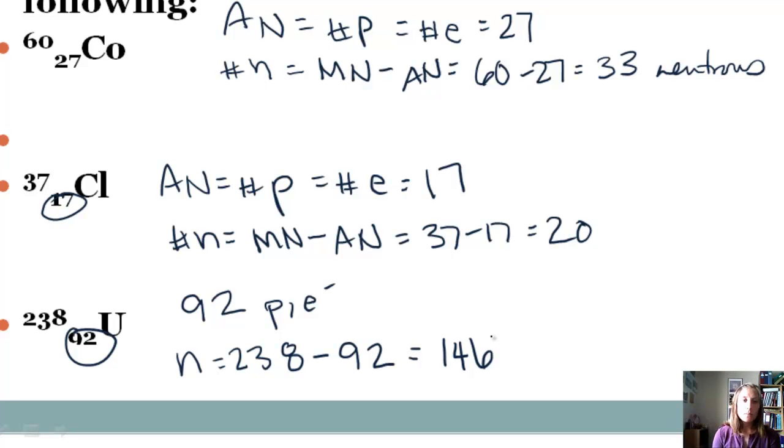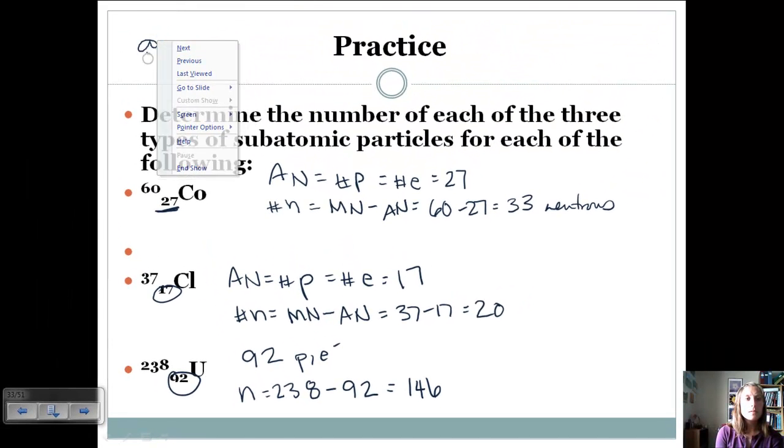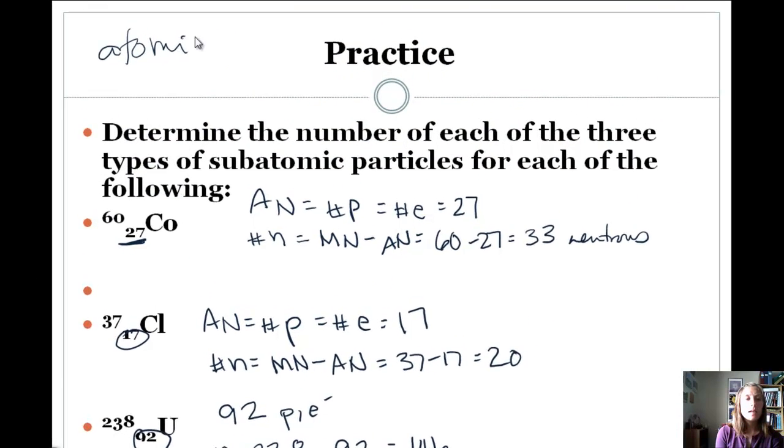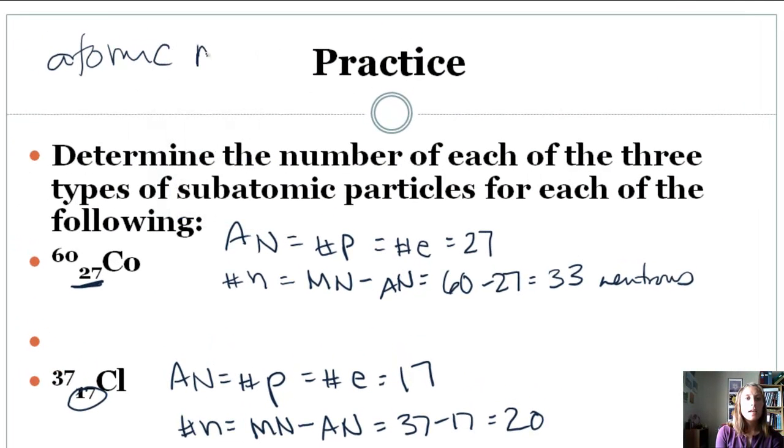Okay, now all of this information is available on the periodic table. For each element, you usually find the symbol, and then definitely the atomic number. Now, the other number that you'll find is what's called the atomic mass. This is an average of all the mass numbers for all the isotopes for a particular element.